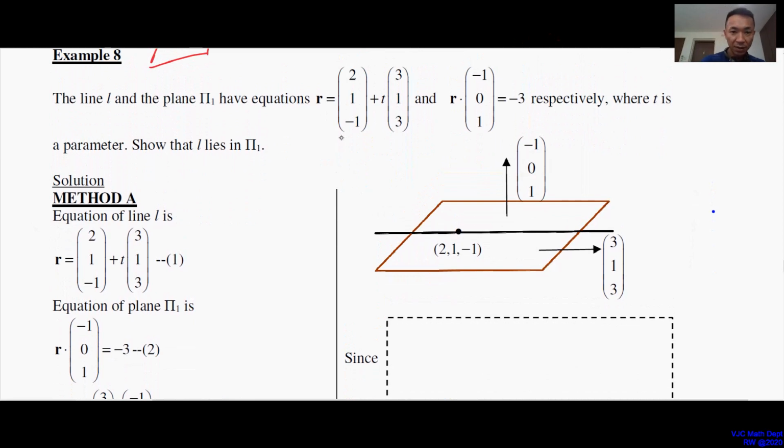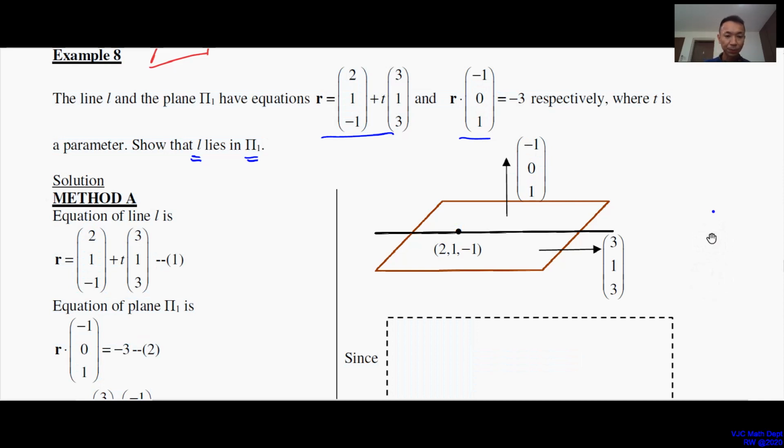You have a line equation, you have a plane equation. Show that L lies in pi 1. There are two methods I need to show. It's really up to you which one you prefer. I shall not give you my preference. You explore both.